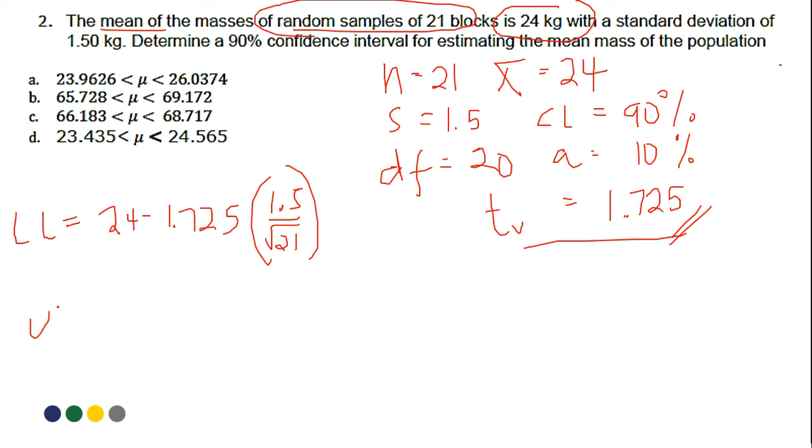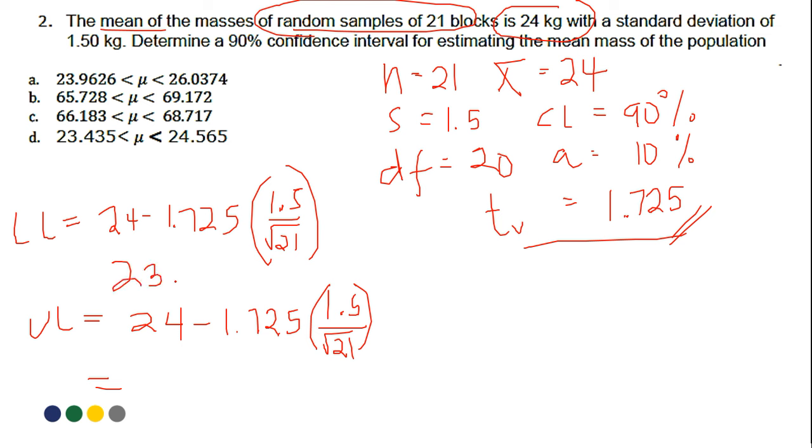21. Okay, for UL, please compute na po LL 24 minus 1.725, 1.54s is square root of 21. So this is 23.44. And what is UL? UL po, plus po tayo, plus 24.56. So meron tayong sagot, letter D. Yay! May sagot tayo. Next!